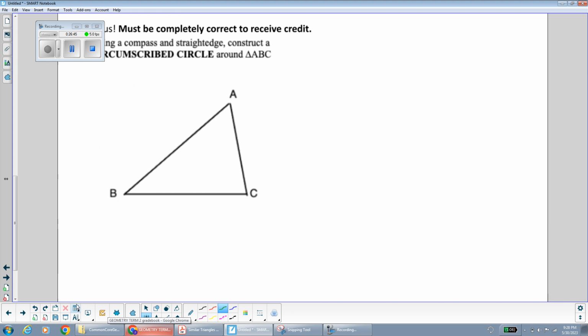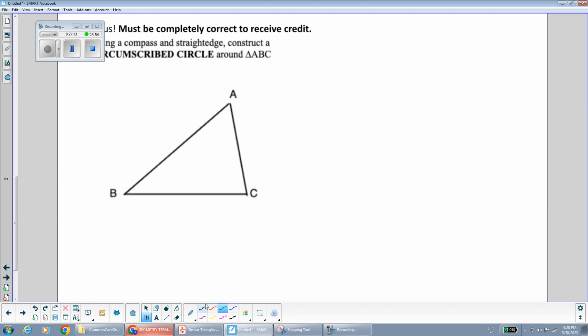Circumscribed circle is where the perpendicular bisectors meet to get the circumcenter. The circumcenter is the point where the perpendicular bisectors of the sides of a triangle meet. And then you can use the circumcenter as your center to circumscribe the triangle. Some people were actually trying to inscribe the triangle. That would be using the incenter, which is where the angle bisectors meet.